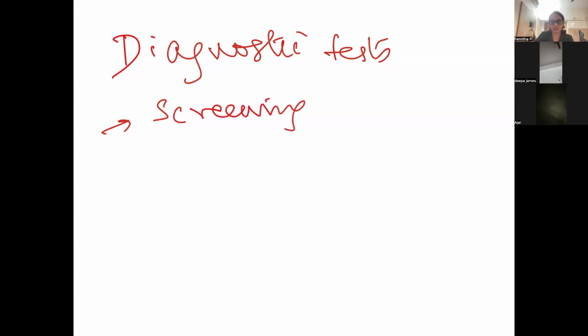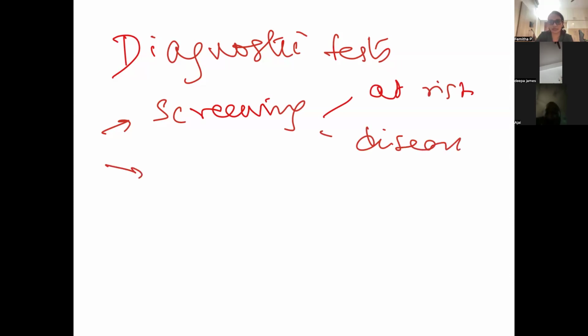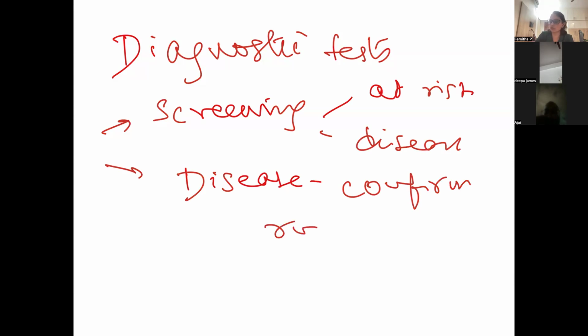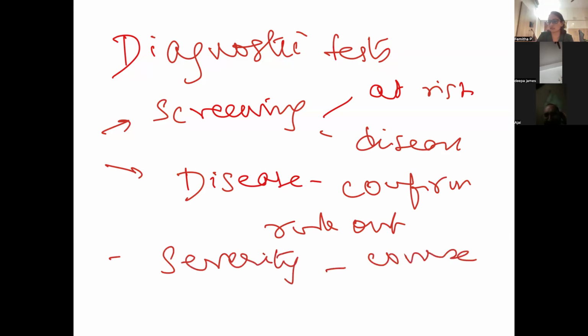So yes, diagnostic tests, we know, are used for screening. That would be in a general, apparently normal population, and you will find out whether they are more at risk of disease or whether they actually have the disease or not. Then it's also used for finding out whether the disease is there or not, that is, to confirm the disease presence or to rule out the disease. It is also used to find out the severity of your disease, like what stage you are in and what course you're going through, and it also helps in finding out some degree of prognosis.